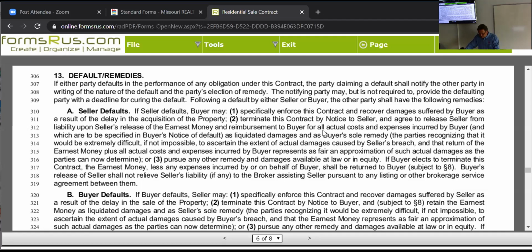Signatures: this contract may be executed in multiple counterparts, each of which shall be deemed an original, but all of which shall constitute one and the same instrument. For purposes of executing or amending this contract or delivering a notice, an approved standard form or other written document which is signed and transmitted by any electronic method is deemed valid in accordance with the Missouri Uniform Electronic Transactions Act, but not limited to by facsimile, which is a fax machine, digital signature, or scanned image, such as a PDF via email, is to be treated as an original.